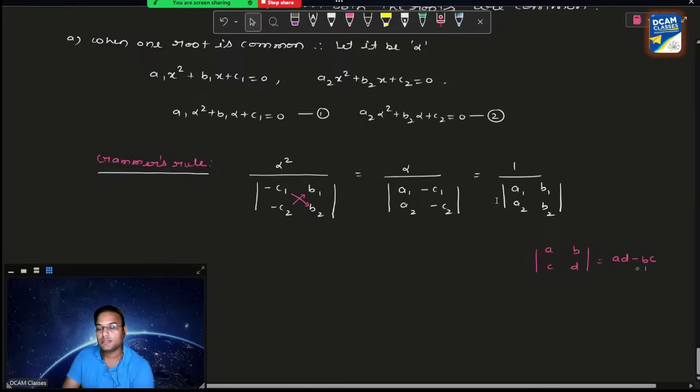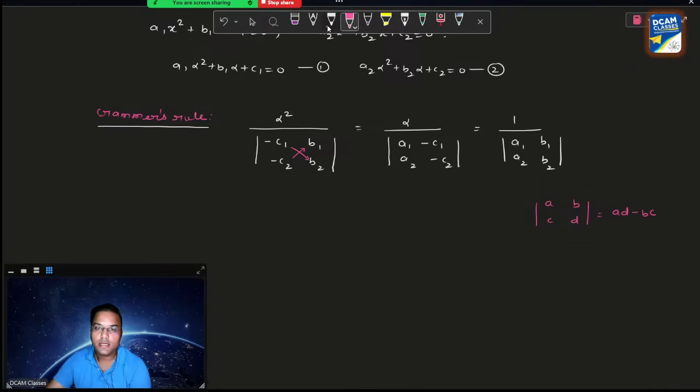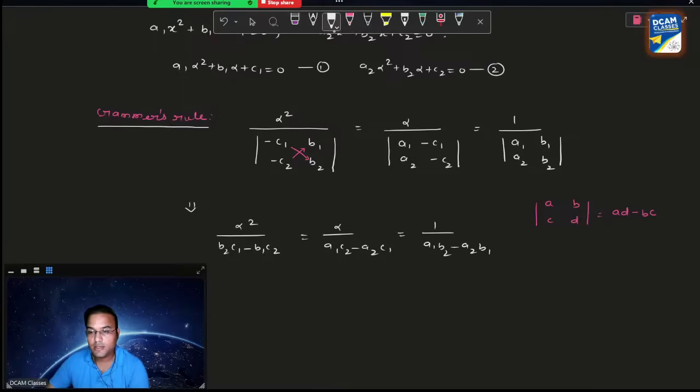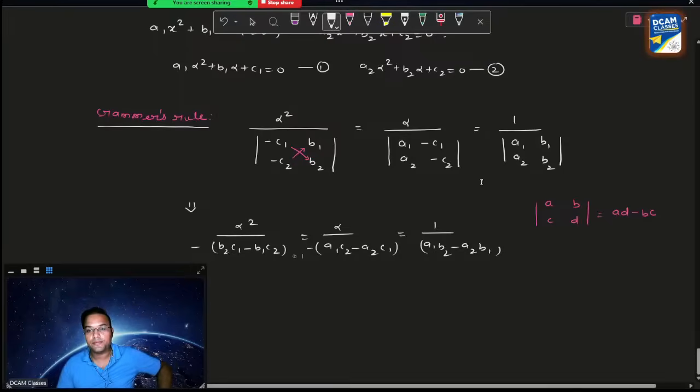So if you simplify it, the condition will become alpha square by b2c1 minus b1c2 is equal to alpha by a1c2 minus a2c1 is equal to 1 by a1 b2 minus a2 b1. Is there a sign change, minus c1 b2? No, we have to put minus also. a1 c2 is minus also. Okay.